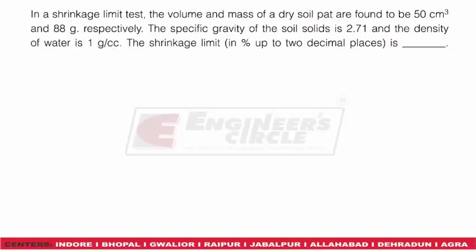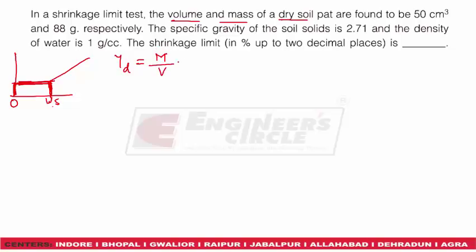Now we know that at shrinkage limit, that is Ws, the volume will be same as in the dry condition. So for 0 water content and for Ws water content, volume will be same, and it implies that void ratio will also be same. Now since volume and mass of dry soil are given to us, we can directly calculate dry density, that is mass of sample by volume of sample, which implies mass is 88 gram and volume is 50 cm³, that is 50 cc.